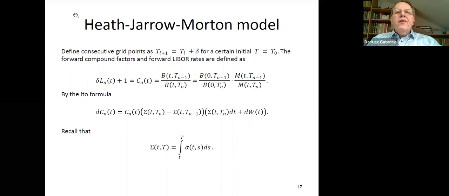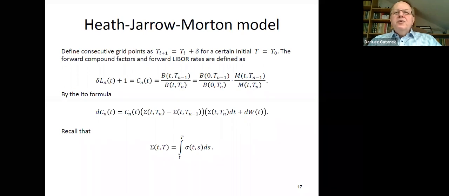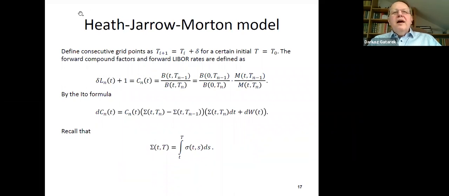So how it may be applied, because so far I've presented you the general framework of Heath-Jarrow-Morton. The main interest rate options are swaptions, caps and floors. So they are so-called vanilla, so the most popular product.